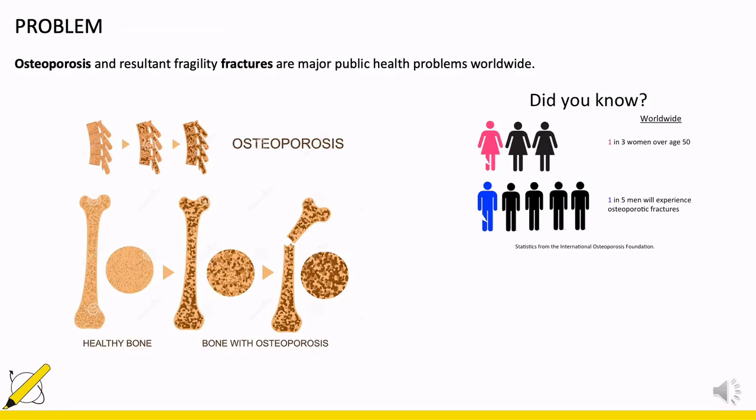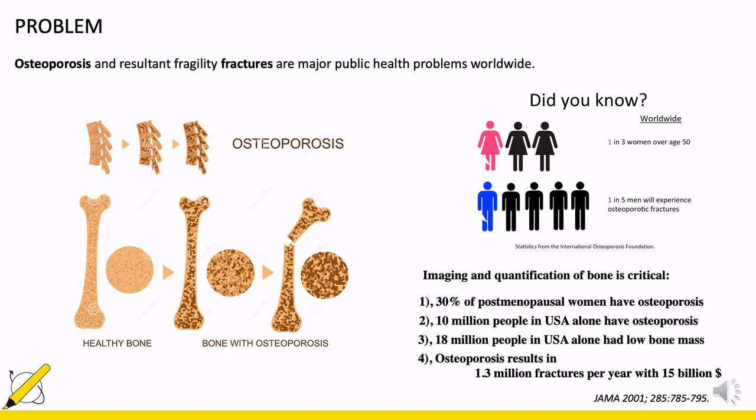Osteoporosis and the resultant bone fractures are major public health problems worldwide. Healthy bone has a quite dense bone matrix, but as age increases and because of many other factors, bone mass is lost. The porosity in the bone increases, and bone fractures happen more easily. It has been shown that 1 in 3 women over age 50 and 1 in 5 men will experience osteoporotic fractures. In the USA alone, 10 million people have osteoporosis and 18 million people have low bone mass, which costs $15 billion per year.